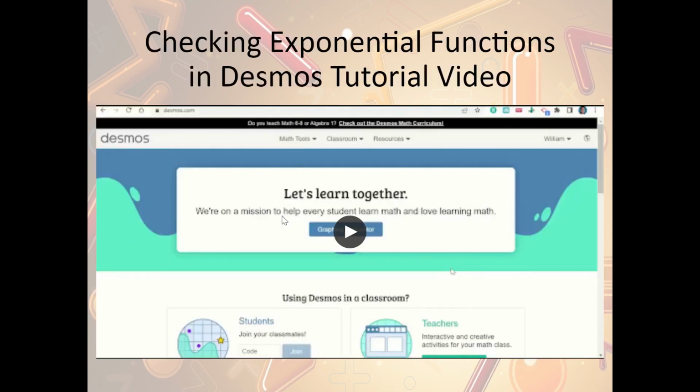There's a video here that shows you how to check exponential functions in Desmos, so you can go ahead and watch that video as well.